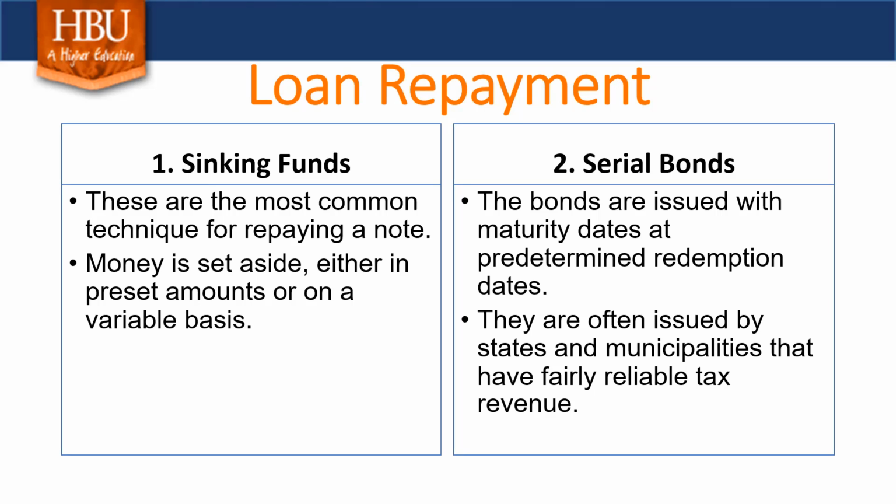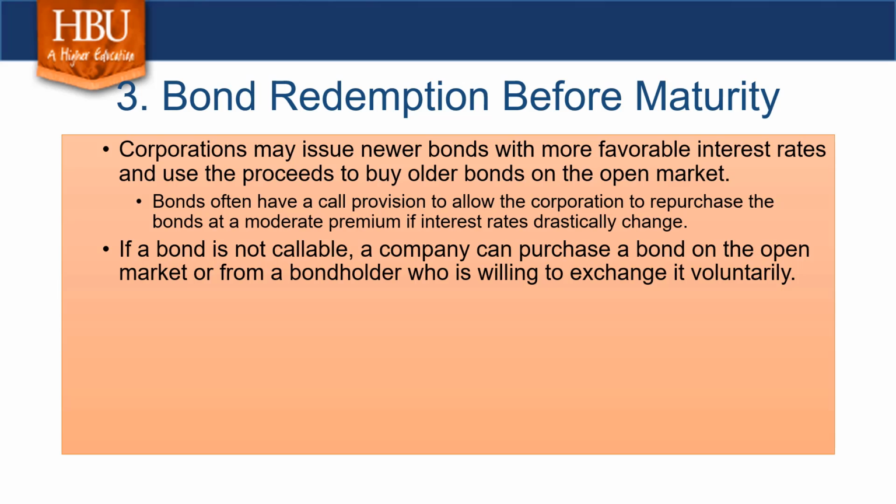Second are serial bonds. These are issued with maturity dates at predetermined redemption dates. They're often issued by states and municipalities that have fairly reliable tax revenues, and those tax revenues come in at predetermined redemption dates.